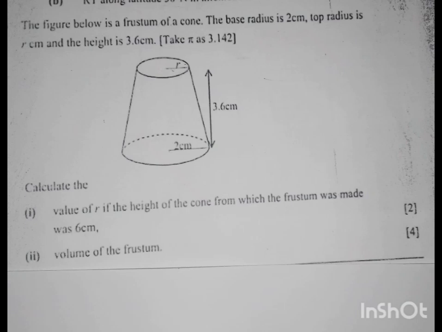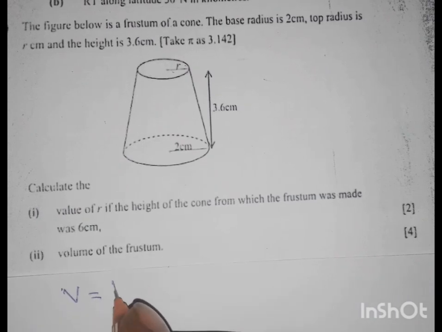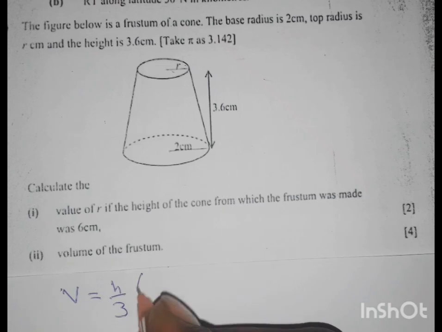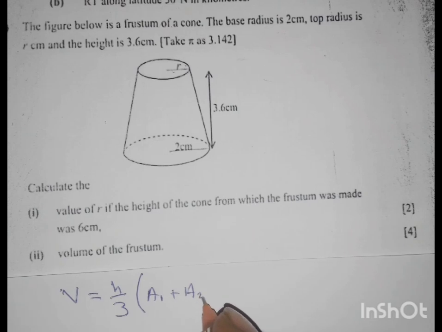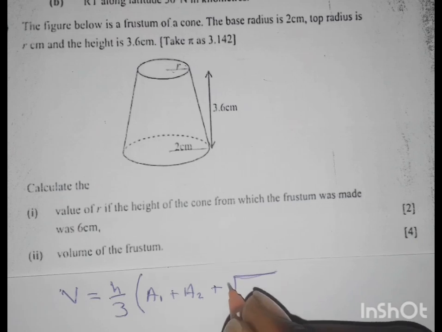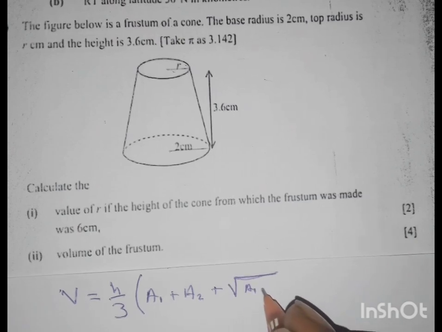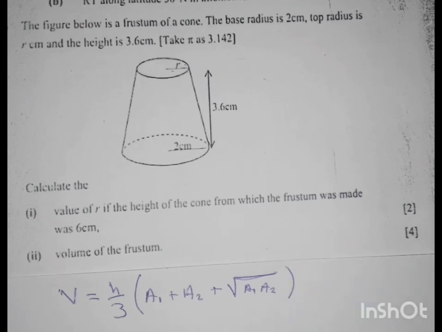Then our second question says find the volume of the frustum. How do we find the volume of the frustum? Now there are two formulas that we usually apply. I'll apply the simpler one. The simpler formula says volume is equal to h over 3, open brackets, area 1 plus area 2 plus the square root of area 1 times area 2. So this is the formula that I'm going to apply here.